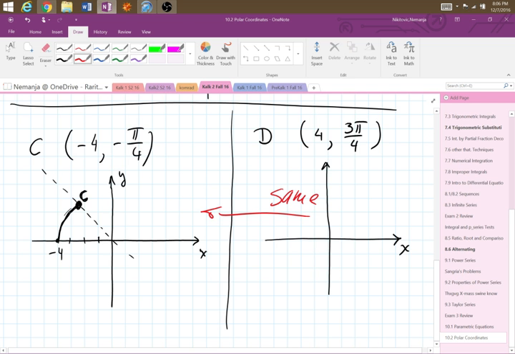And as you can see, points C and D are the same point. This is the new feature of polar coordinates. You are able to represent the same point in infinitely many ways, because every time you go 2 pi around on the same radius, you land on the same spot. Think about it.